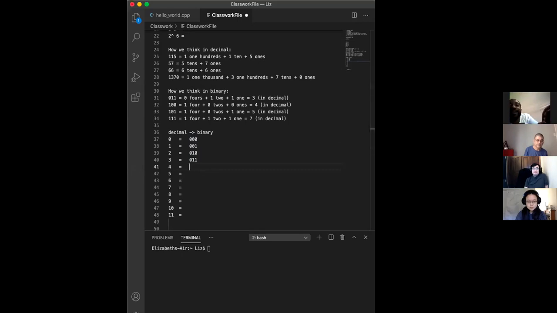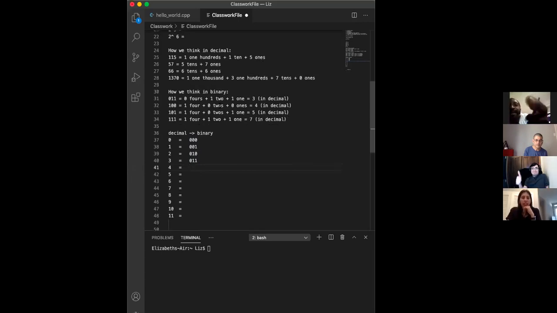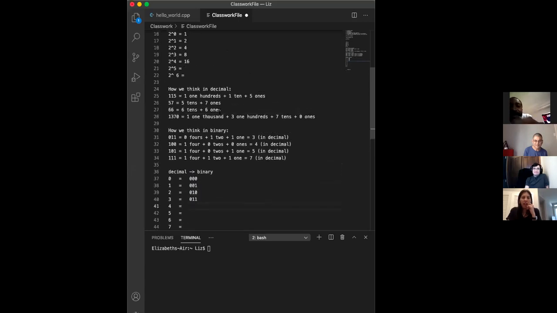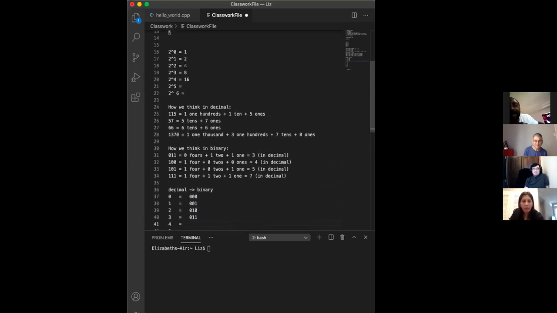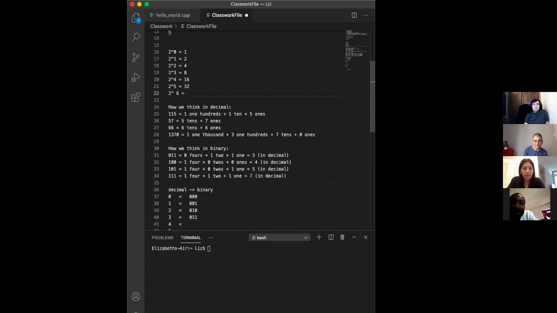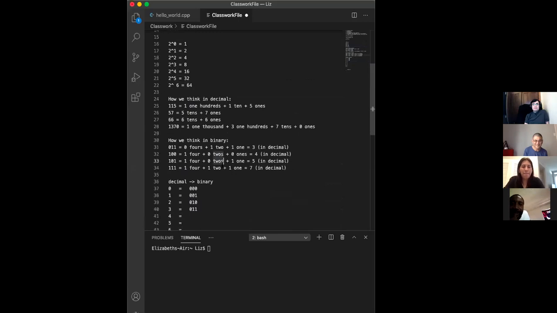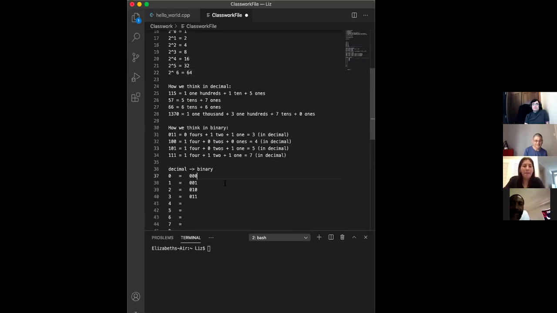Oh, I get it now. Those are based off the exponents. Okay. Yes, exactly. I was missing it. So you see these, like, what is 2 to the power 5? 32, and then 64. Okay, thanks, guys. I got it.